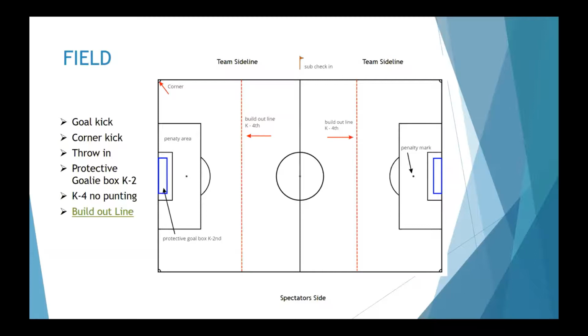For grades K through 4, there is also no punting allowed by the goalie. This would include drop kicks too, as they are not allowed. K through 4, the goalie is to roll or throw the ball out to their teammates. Now we'll go through a short video that's going to help explain the build-out line a little bit more for those K through 4th graders.